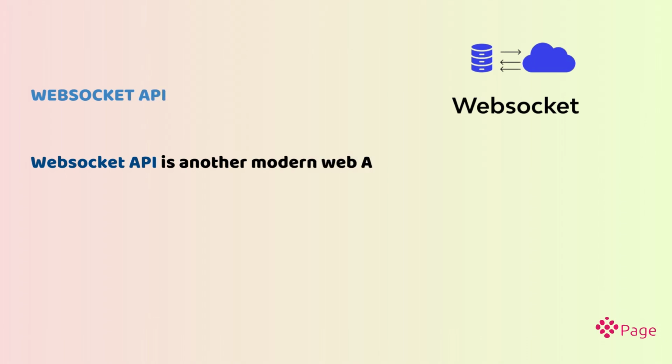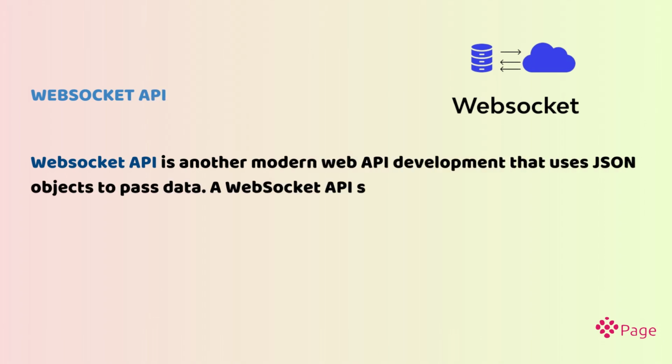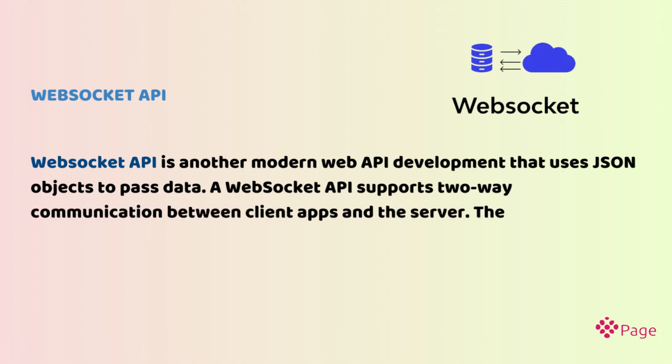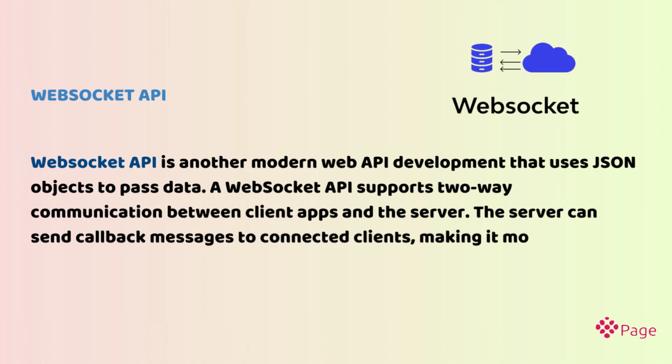WebSocket API is another modern web API development that uses JSON objects to pass data. A WebSocket API supports two-way communication between client apps and the server. The server can send callback messages to connected clients, making it more efficient than REST API.